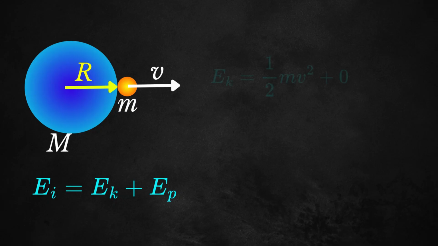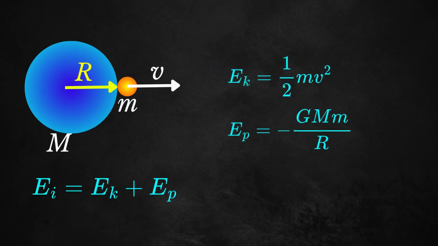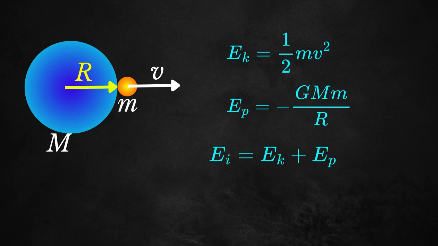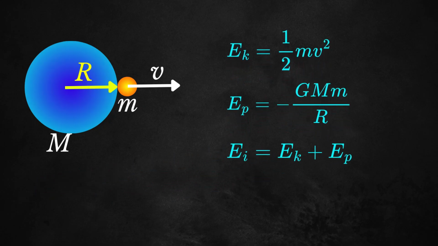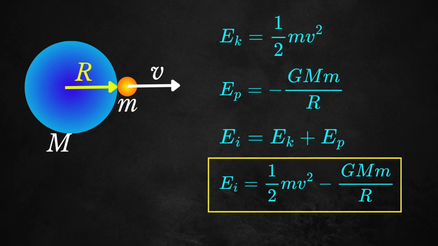The kinetic energy is half m v squared from the projectile. The planet contributes zero kinetic energy since it is at rest. The gravitational potential energy at the surface is minus G M m over R. So the total initial mechanical energy is half m v squared minus G M m over R.